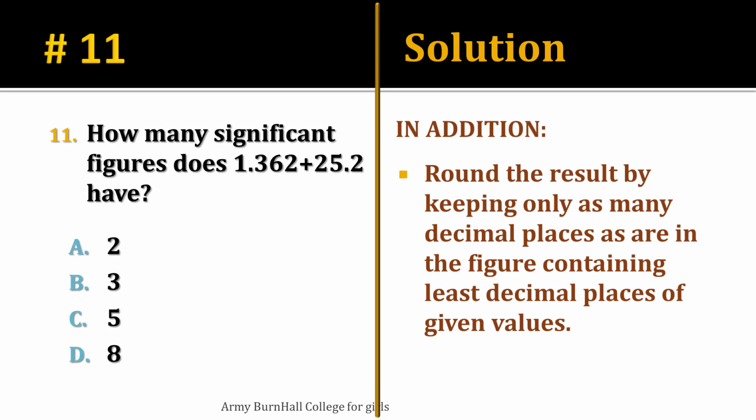So over here 25.2 is having the least decimal places, hence the correct option will be 3, because 25.2 is having the least decimal place, and we will round off the answer up to 1 decimal place, which will give us simply 26.5. So 3 significant figures are there.